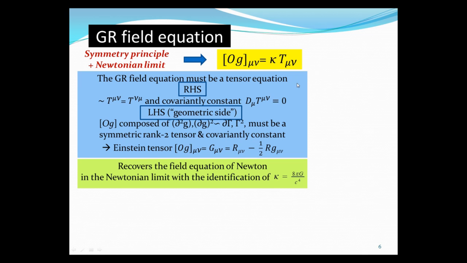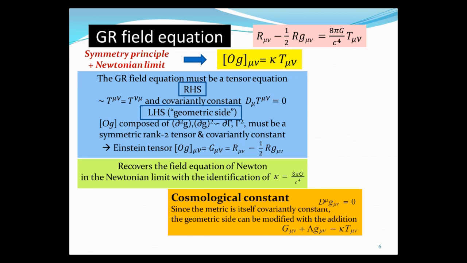So G_mu nu equal to kappa T_mu nu is the Einstein equation. Now, if we take the Newtonian limit, just like we did for the equation of motion, we'll find that it recovers Newton's field equation, and we can then also identify this kappa as related to Newton's constant, 8 pi G over c to the 4th. So this is the GR equation, the Einstein equation.